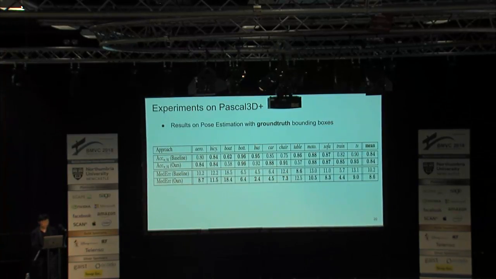To evaluate how the pose estimation part works, we use the VOC easy dataset with ground truth bounding boxes. Here we achieve the same mean accuracy as the baseline, but lower error.